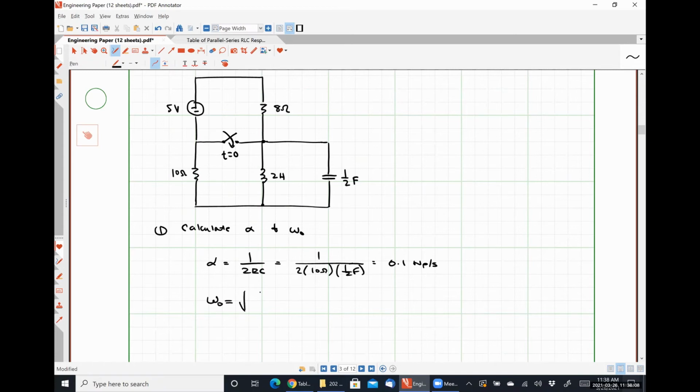All right, that's easy enough. Omega naught is the square root of 1 over LC. So that is going to be L, which is 2 henries, times C, which is 1/2 of a farad. I'm going to raise that to the minus 1/2 power. So that's me taking the square root of the reciprocal. The square root of the reciprocal of 1 is 1, right? So our resonant frequency is 1 radian per second. Since alpha is less than omega naught, what kind of system do we have? Underdamped, all right?